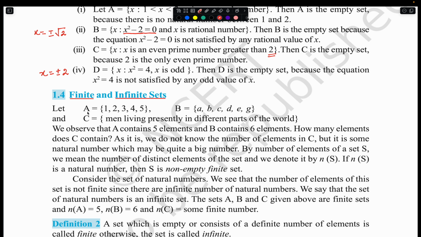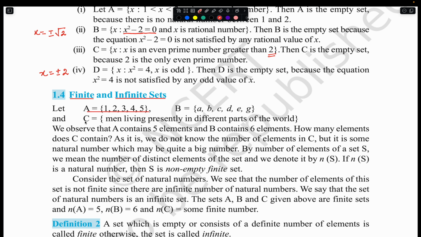Okay, let's move forward. So let A, B, and C. If A is a set given as 1, 2, 3, 4, and 5, clearly there are 5 elements inside it. So you can count the number of elements. And if you are able to count the number of elements, then the set is said to be a finite set. Similarly here, A, B, C, D, E, G. So there are 6 elements inside it. So B is also going to be a finite set. So we observe that A contains 5 elements, B contains 6 elements, right?